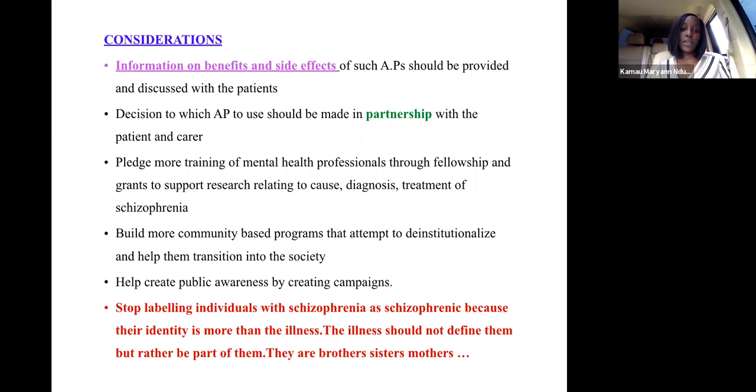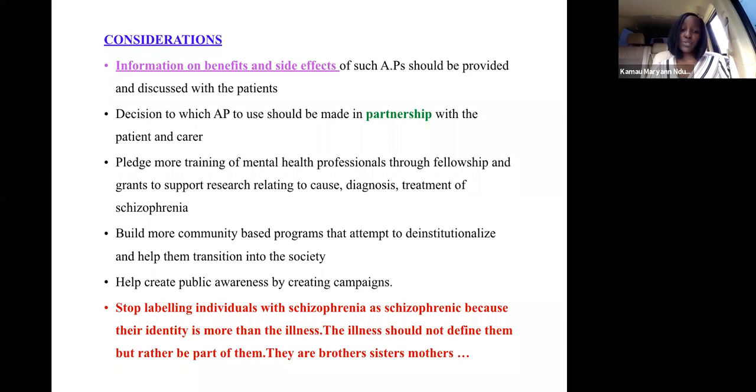The other one is that we have to pledge more training in mental health professions through fellowships and grants to support research relating to the cause, diagnosis, and treatment of schizophrenia. Third is building more community-based programs and attempting to deinstitutionalize them and help them transition into society. And what we are doing today is creating public awareness by creating campaigns on these mental illnesses.